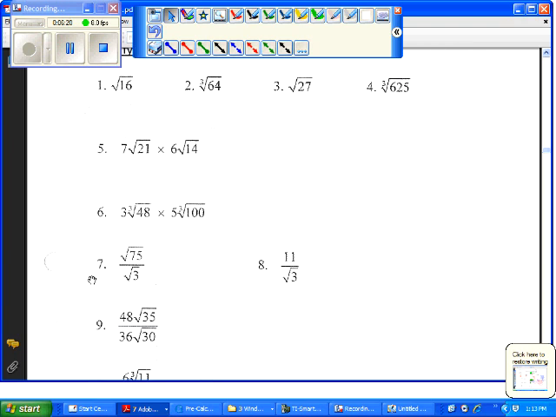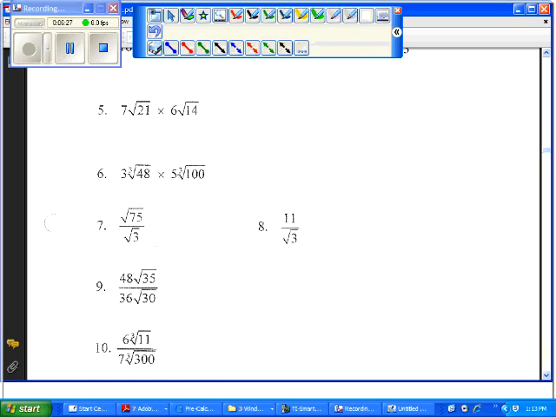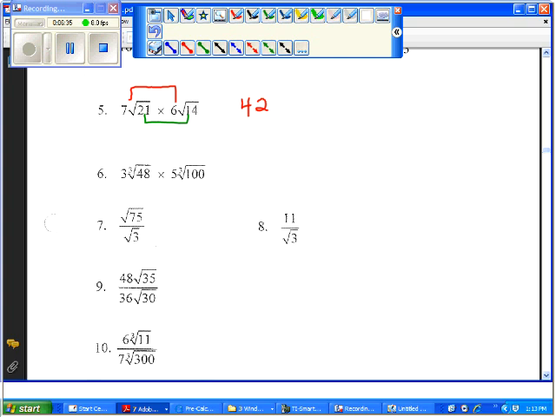Now, on page 5 of my algebra book, I taught you a little jingle. When you multiply, you multiply the numbers and you multiply the names and you get a new name. So we need to do 21 times 14. 21 times 14 is 294. So we multiply the numbers and we multiply the names and we get a new name, the name being square root 294.